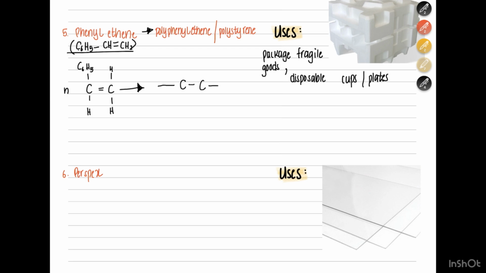So now we can polymerize it. Make sure to draw these two carbons, these two bonds, 3 hydrogen atoms, and here is our phenyl group. Bracket and add your n.